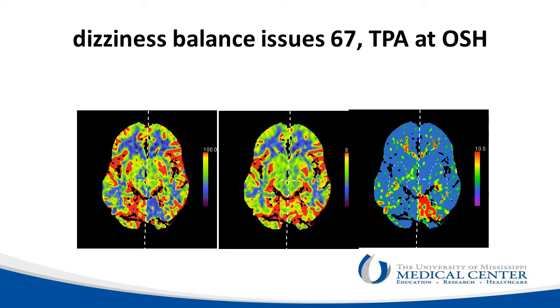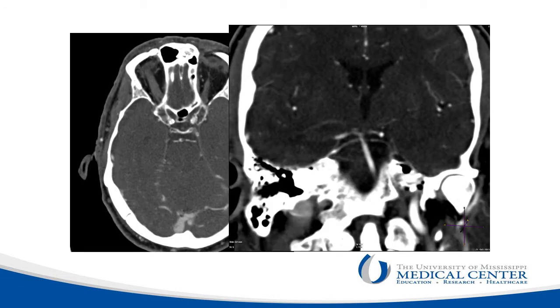Here we have a patient who has dizziness and balance issues. They got TPA at the outside hospital. We can see our cerebral blood flow, our cerebral blood volume, and our mean transit time. We can see that our CBF is decreased in that left cerebellar hemisphere. Our mean transit time is increased, but our cerebral blood volume is pretty normal.